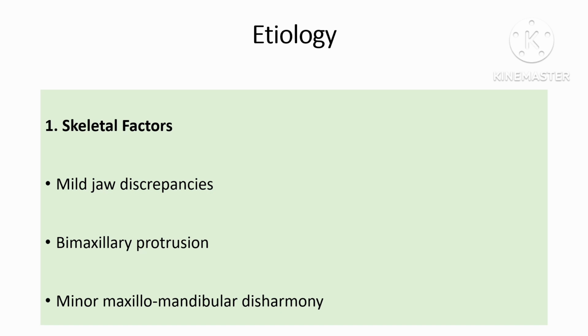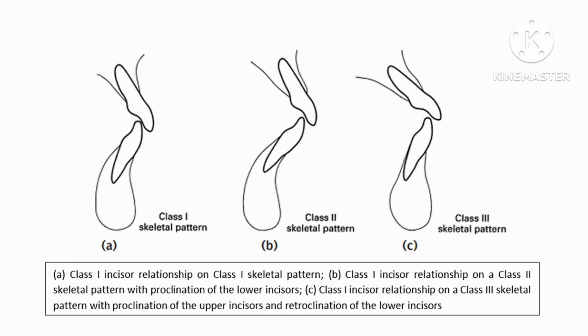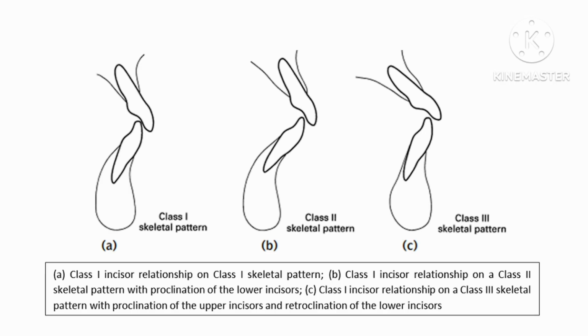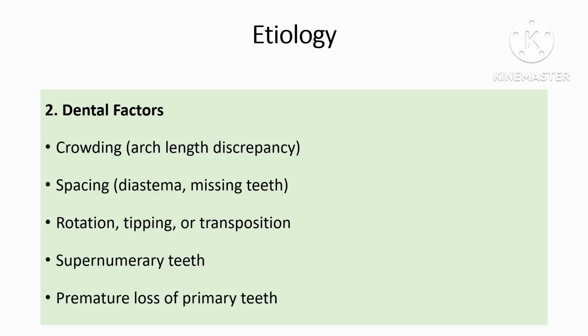In class 1 malocclusion, the skeletal pattern is usually class 1, but it can also be class 2 or class 3, with the inclination of the incisors compensating for the underlying skeletal discrepancy. Marked transverse skeletal discrepancies between the arches are more commonly associated with class 2 or class 3 occlusion, but milder transverse discrepancies are often seen in class 1 cases. Increased vertical skeletal proportions and an anterior open bite can also occur.